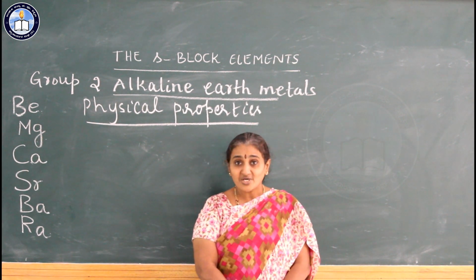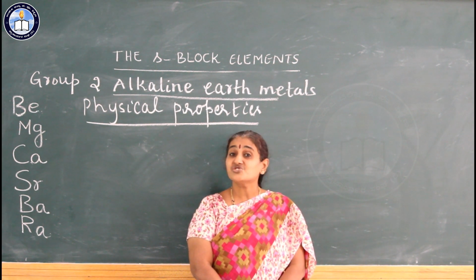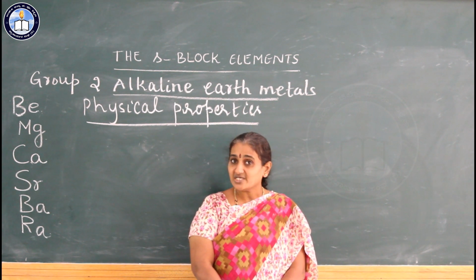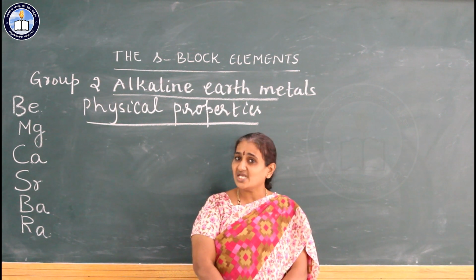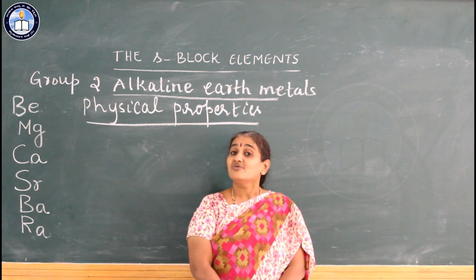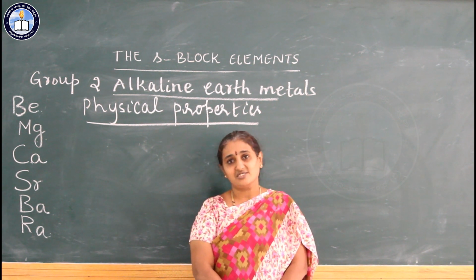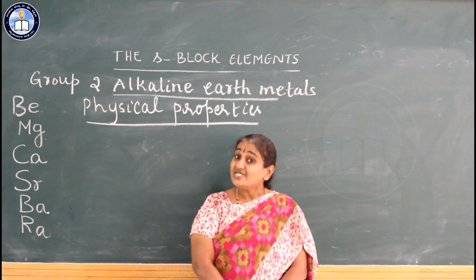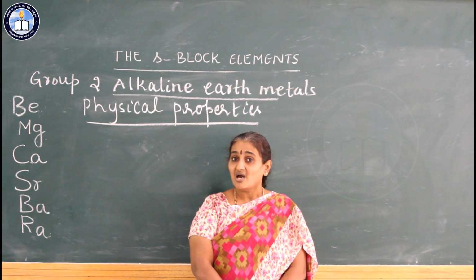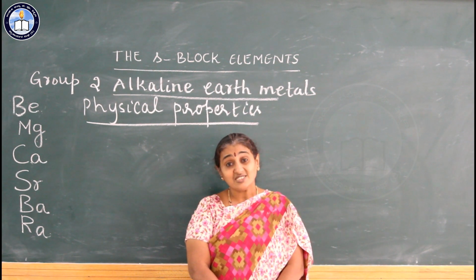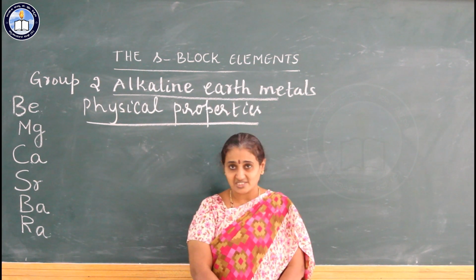Usually they are silvery white metals, lustrous and relatively soft. But beryllium and magnesium are somewhat greyish in color. Alkaline earth metals are harder than alkali metals. The melting point and boiling point of the alkaline earth metals are higher than the corresponding alkali metals because of their small size.